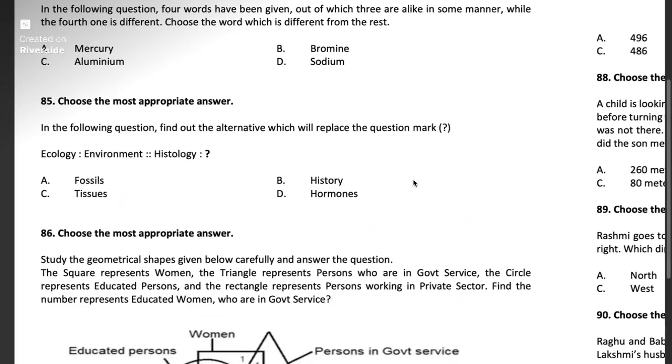85. Is it history, sir? Sir, history. You sure? Study of tissues is called what? Histology. Study of environment is called ecology. Study of tissues is called histology. Study of the past, ancient scriptures and all that stuff is called history, so that is not possible. What is the study of fossils called? Paleontology. Check the spelling. Paleo means fossil.